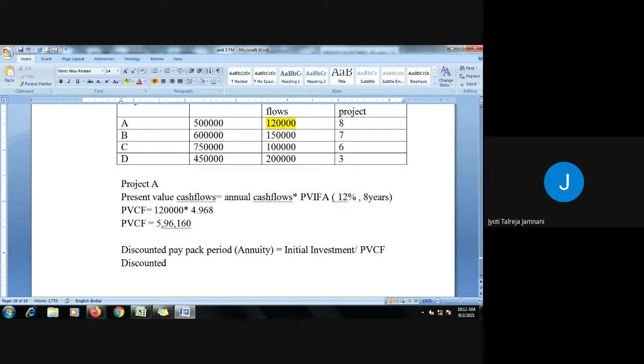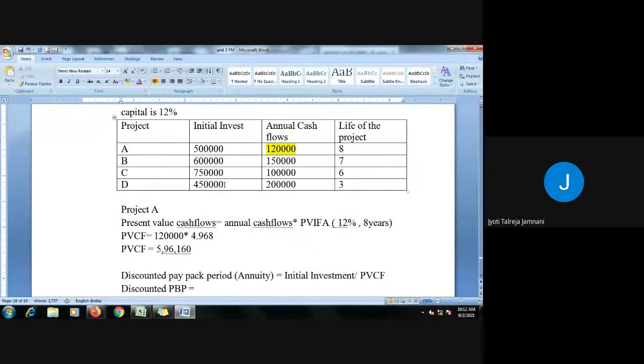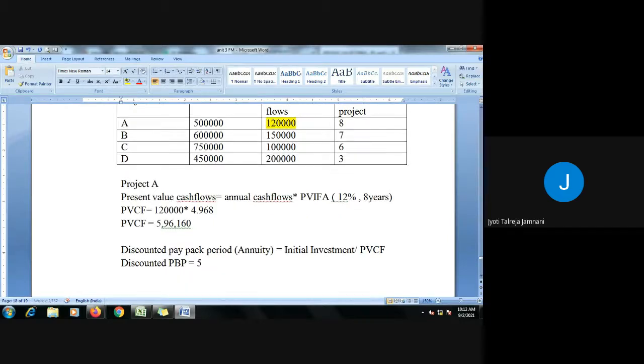So discounted payback period is equal to the initial investment for project A, which is 5 lakhs. So you do 5 lakh divided by 5,96,160.